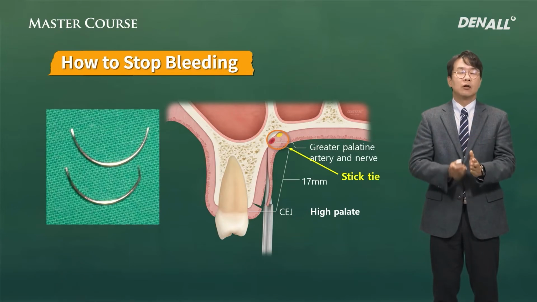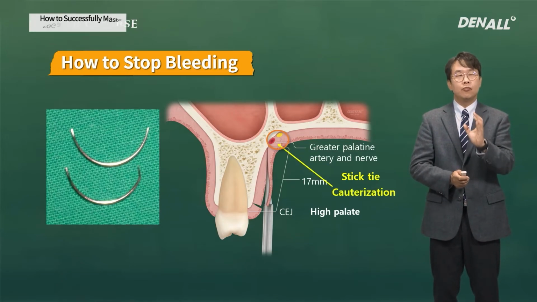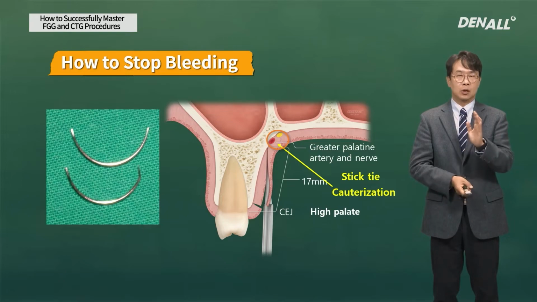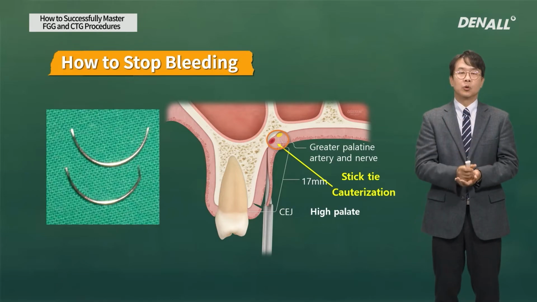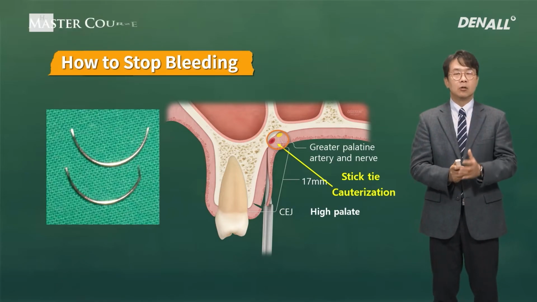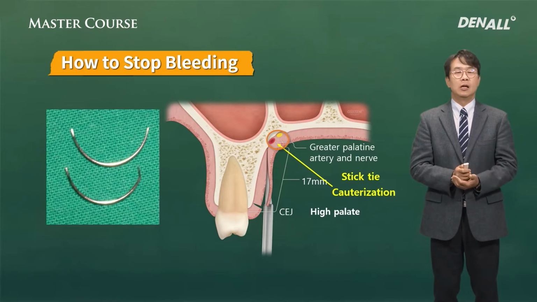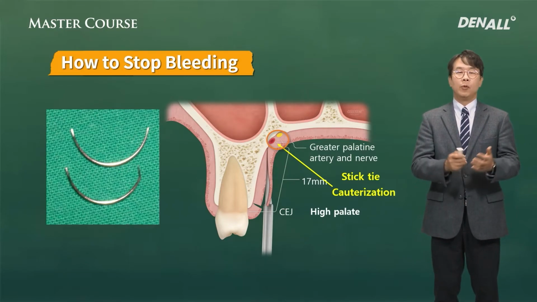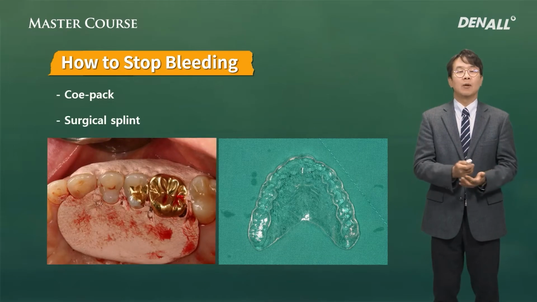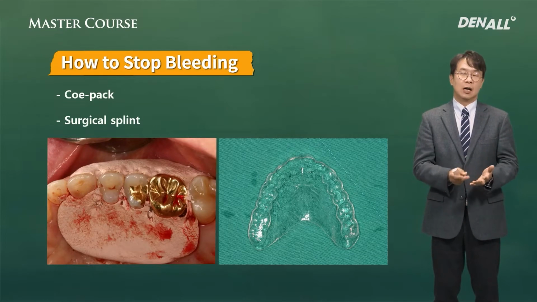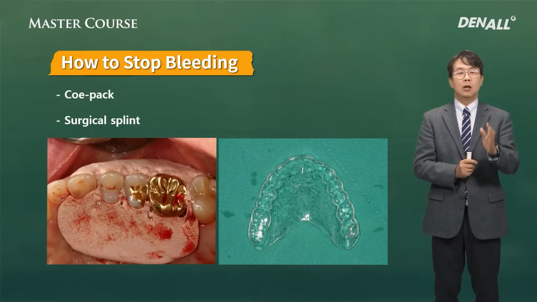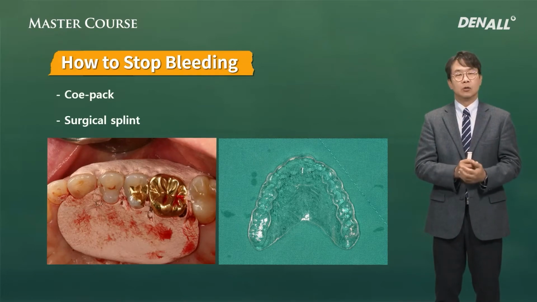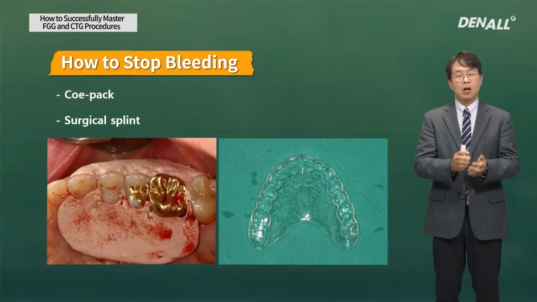So what we recommend is to cauterize the area using an instrument like BOVI. Electric cauterization is recommended for simple hemostasis. If you don't have a BOVI, what do we need to do? There are many different ways. A surgical template can be used to press it down to stop bleeding. Or surgical pack or coke pack can be used to press it down.